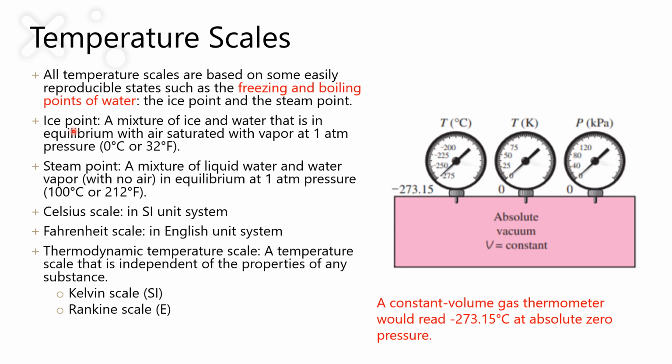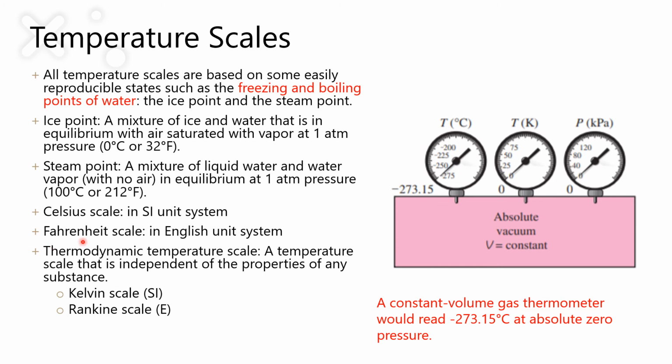And a mixture of liquid water and water vapor with no air in equilibrium at 1 atmospheric pressure is said to be at the steam point. The temperature scales used in the SI is the Celsius scale, formerly called the centigrade scale, renamed after the Swedish astronomer A. Celsius, and in the English system today is the Fahrenheit scale, named after the German instrument maker G.